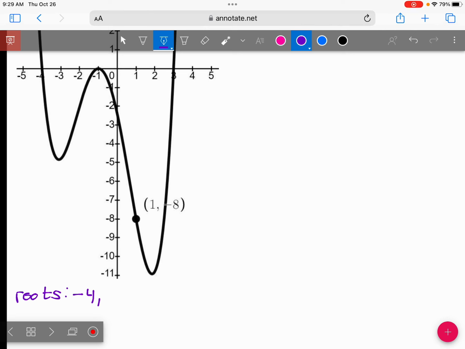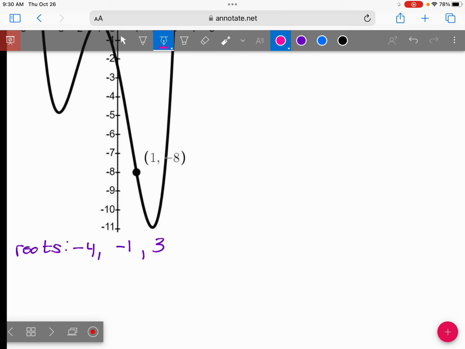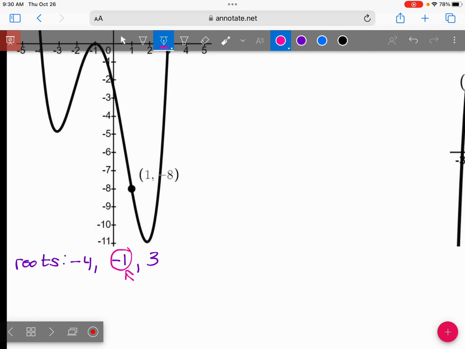-4, -1, and what else? And 3. Are any of them having a multiplicity of 2? Which one? -1 has a multiplicity of 2. All that means, for those of you that went to the senior meeting yesterday, is this factor is going to be squared. It's a double root.